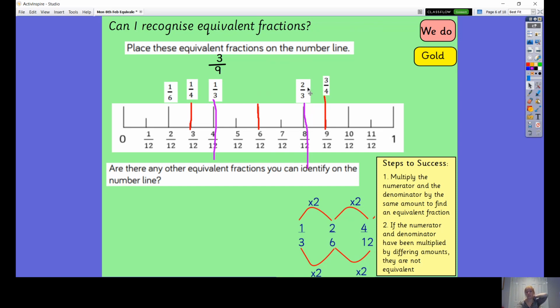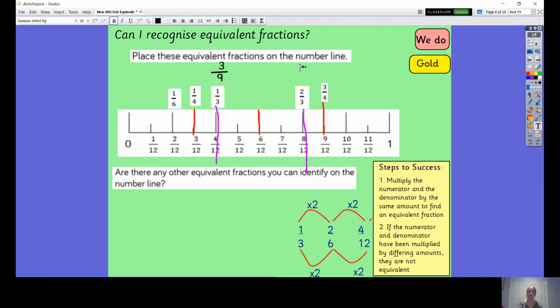Okay, so I could have done that with any of these. I could have taken this one and done 2 times 2 is 4 and 3 times 2 is 6. So I could write that as well. I'm going to multiply this one by 2. 2 times 2 is 4. 3 times 2 is 6.